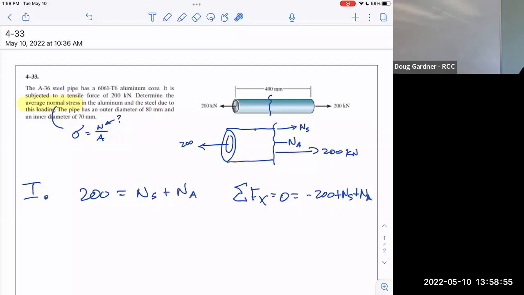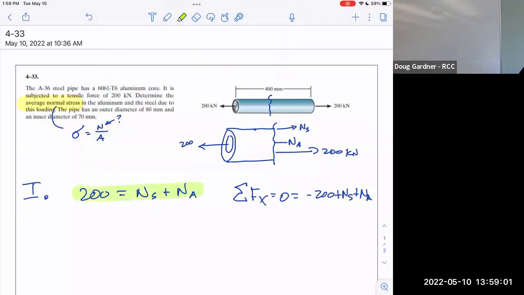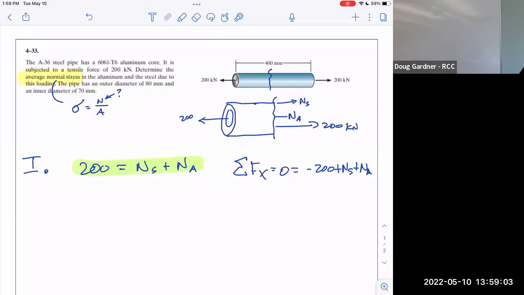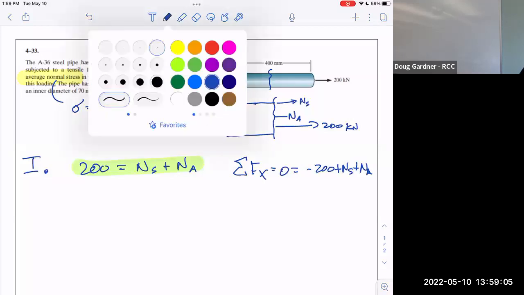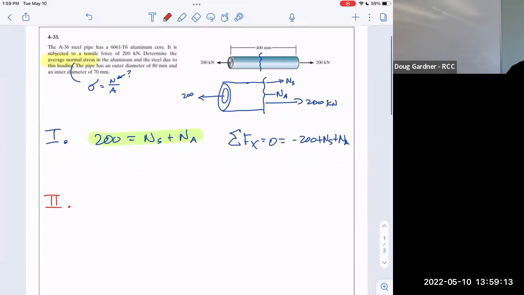Cool. Where's my second equation? That's kind of the easy one. It's time to switch to a different color for my second equation: red. I want to give you a second to think about that before I write that out, because we've got a little time. Probably still get you out of here early.